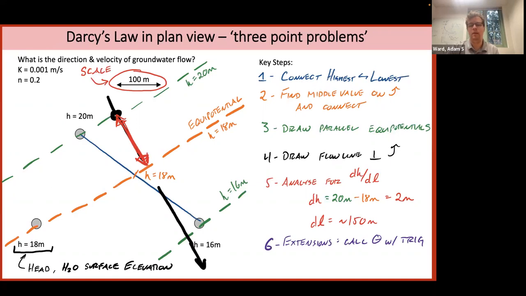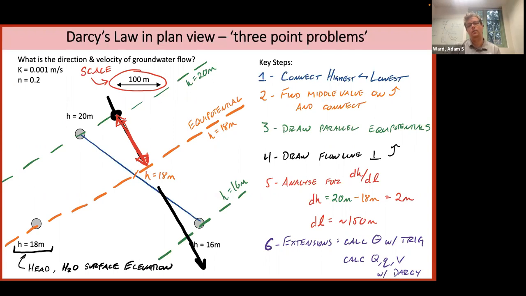Where do we go from there? Some common extensions are actually describing which direction this is. So you can construct some triangles and use right triangle geometry to calculate angles. What is the angle from north, for example? What is the angle from vertical? You could also then use this dh/dl and the given information about hydraulic conductivity and porosity to make estimates of discharge, specific discharge, velocity, and so forth.